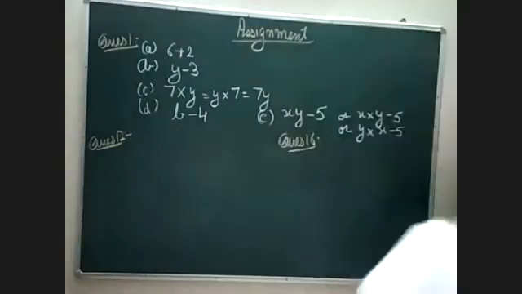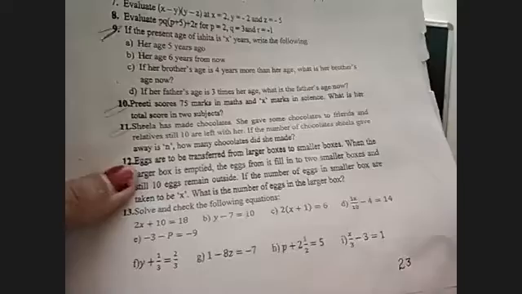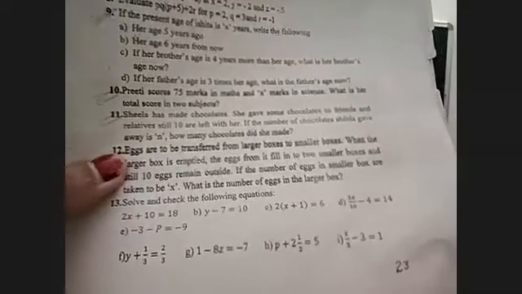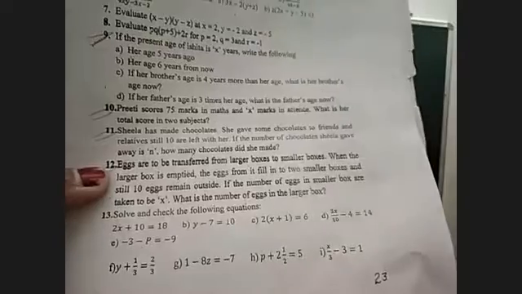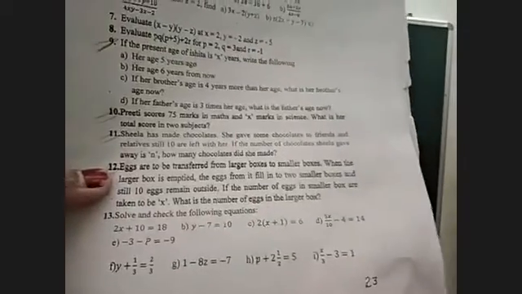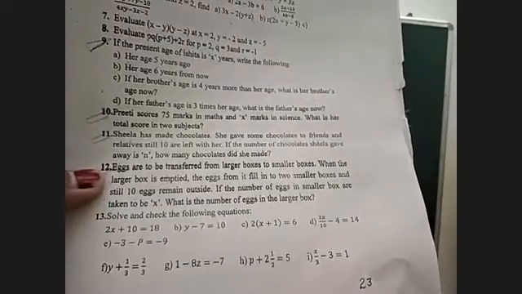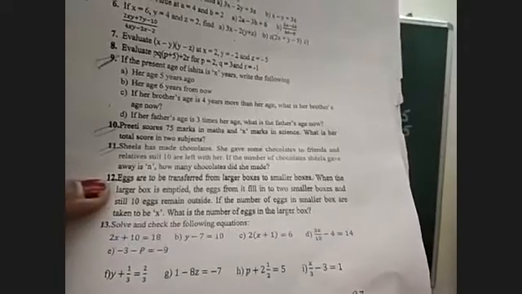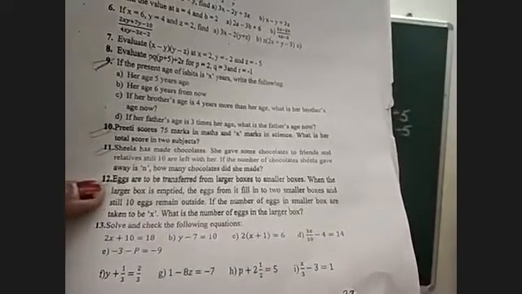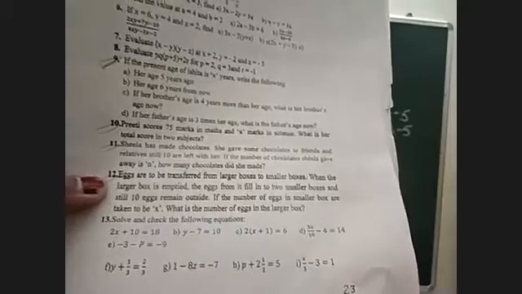Next is question number 12. Here what is written? See, eggs are to be transferred from a larger box to smaller boxes. When the larger box is emptied, eggs from it fill two smaller boxes and still 10 eggs remain outside. If the number of eggs in the smaller box is to be taken as x, what is the number of eggs in the larger box?